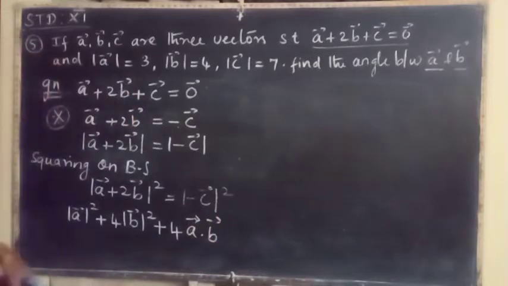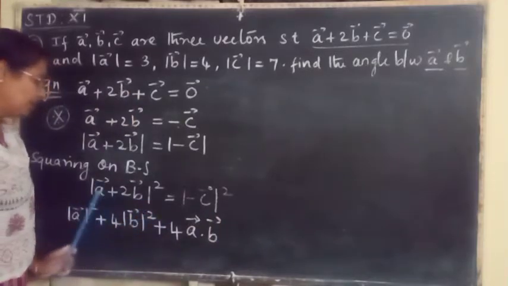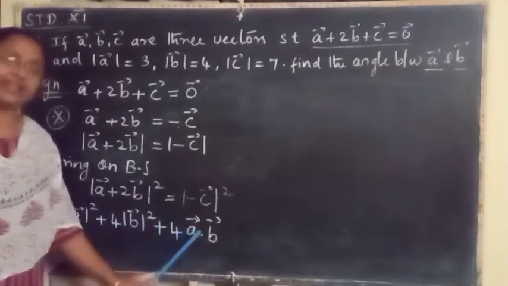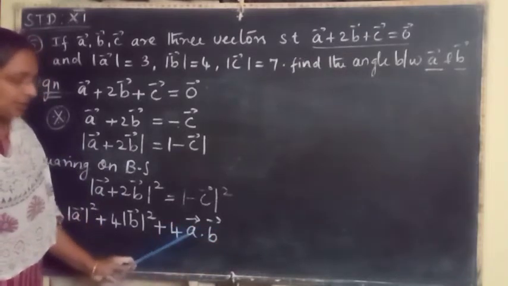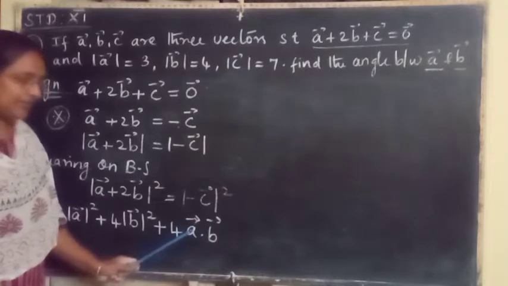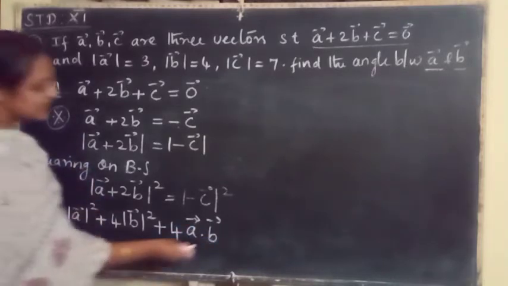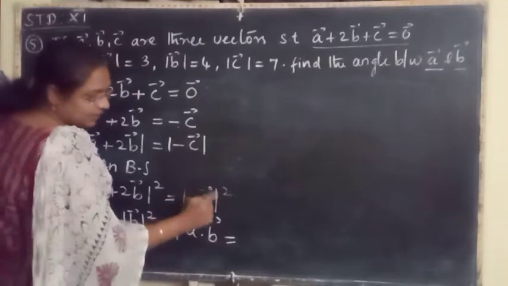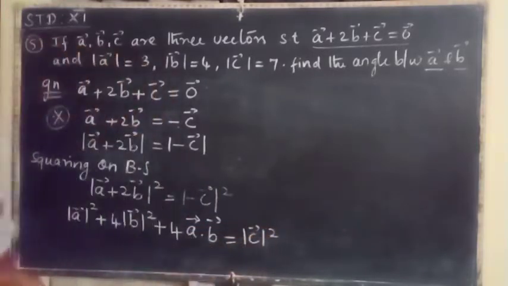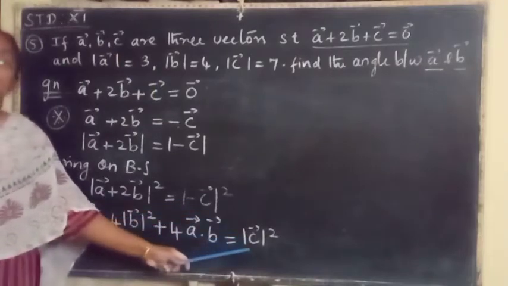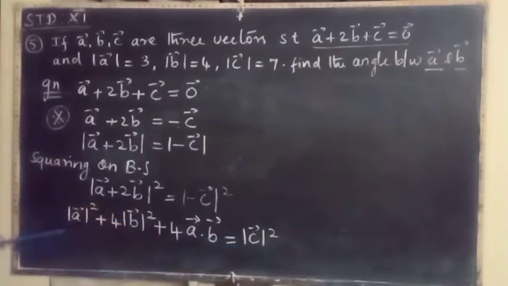When we find the dot product, we should not use modulus here. Modulus of A vector dot B vector, you should not use it. Without the modulus, you use the term A vector dot B vector, is equal to modulus of minus C the whole square, which is modulus C the whole square. The negative will become positive. So now the things are ready.